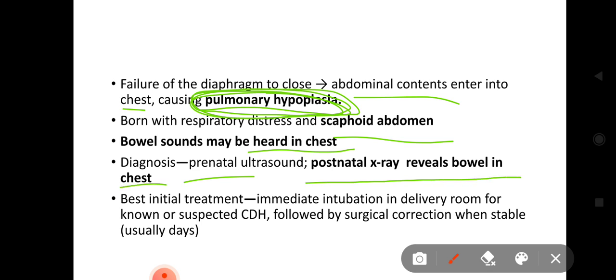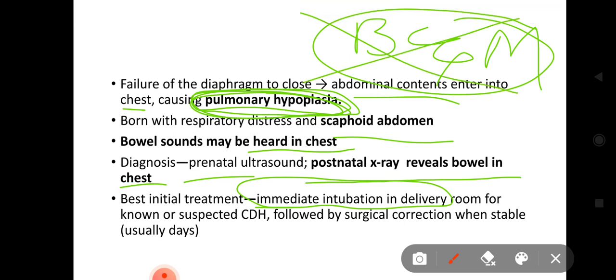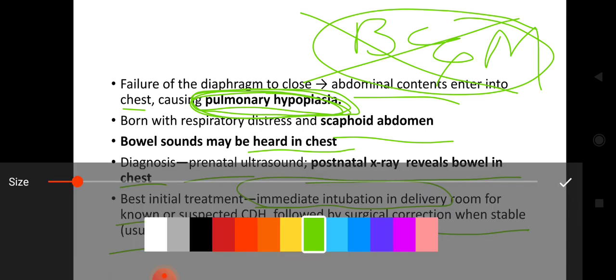The best initial treatment is immediate intubation at delivery. So bag and mask is contraindicated in case of diaphragmatic hernia. In diaphragmatic hernia, you don't give bag and mask if the baby is not crying after birth. You just intubate in the delivery room if the baby is known or suspected of CDH, followed by surgical correction when stable after a few days.